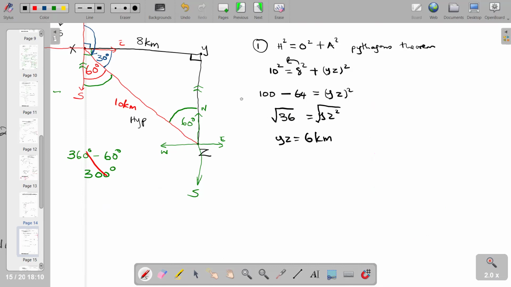Alternatively, it was possible that we can use trig ratios. So that was the other alternative. Sine of an angle is equal to opposite over hypotenuse. Cosine of an angle is equal to adjacent over hypotenuse. Then tangent of an angle is equal to opposite over adjacent.